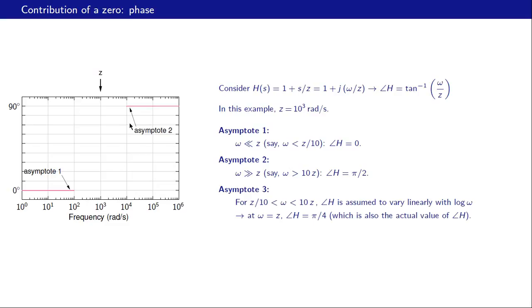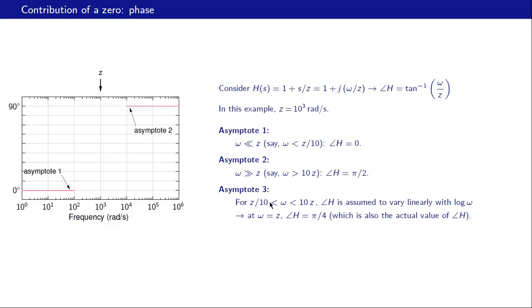Asymptote 3 applies to this region in between. And again, as we did in the case of the pole, angle h is assumed to vary linearly with log omega in this region. So what we do is simply connect these two points with a straight line. And at omega equal to z, that straight line will predict plus 45 degrees.